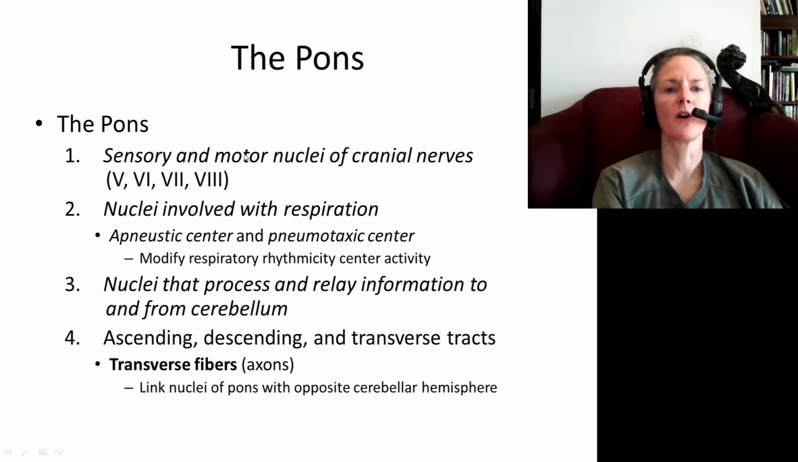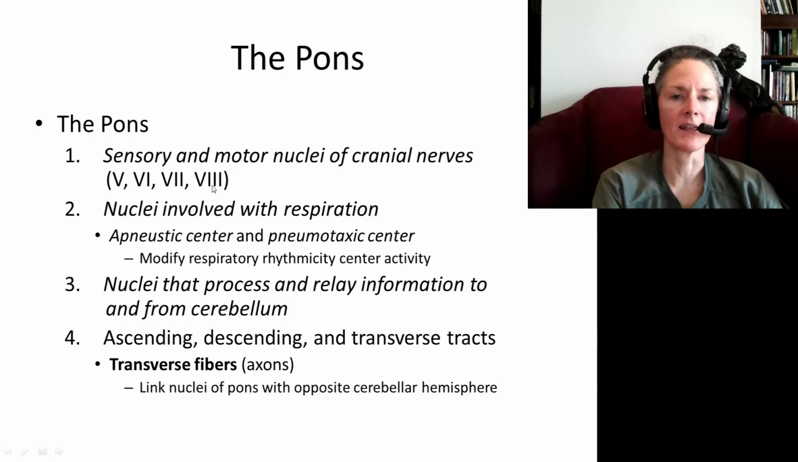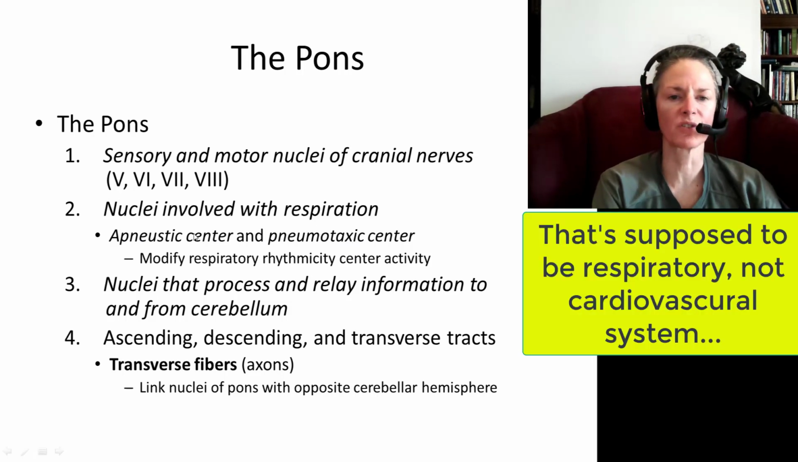All right, so now let's move on to the pons. And here we have our sensory and motor nuclei of cranial nerves 5 through 8. Again, 8 sitting on the border between the pons and the medulla oblongata. Once again, we can talk about those nuclei involved with respiration. These are going to be in communication with our respiratory rhythmicity center in the medulla oblongata, and they're just going to modify it. And these are called the apneustic and pneumotaxic centers. And when we study the cardiovascular system, we'll study their function in a little bit more detail.